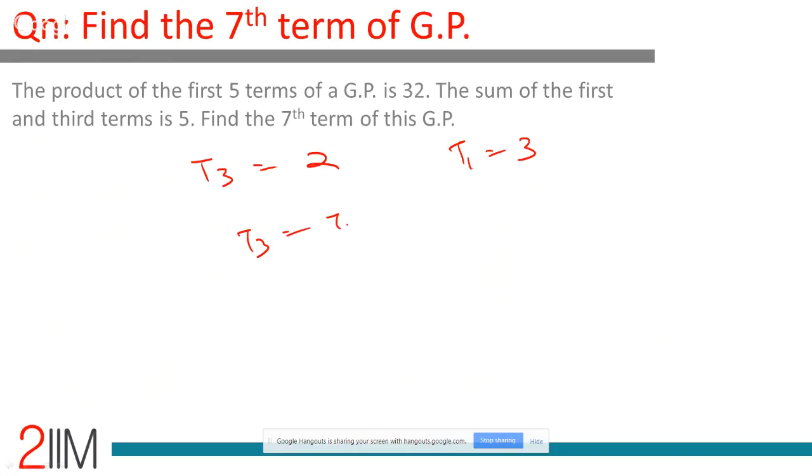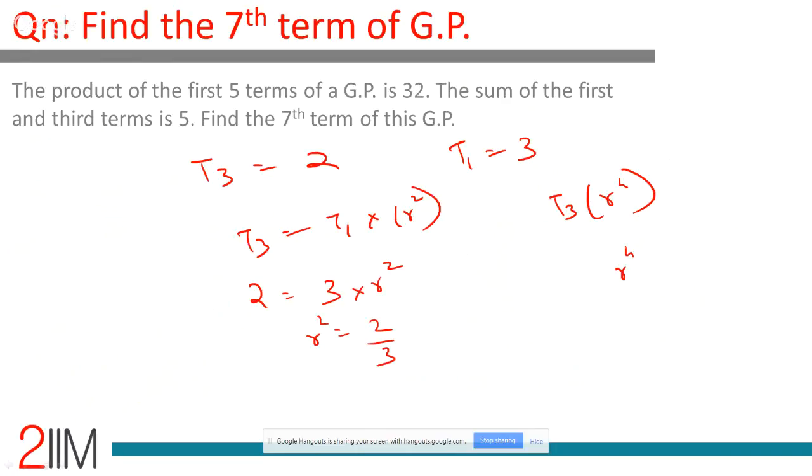Third term is first term into r square. We want to find the seventh term. Seventh term is third term into r power 4. Right. This is 2, this is 3 into r square. Or r square is 2 by 3. R power 4 is 4 by 9. Seventh term is 2 into 4 by 9. T3 into r power 4 is 8 by 9.